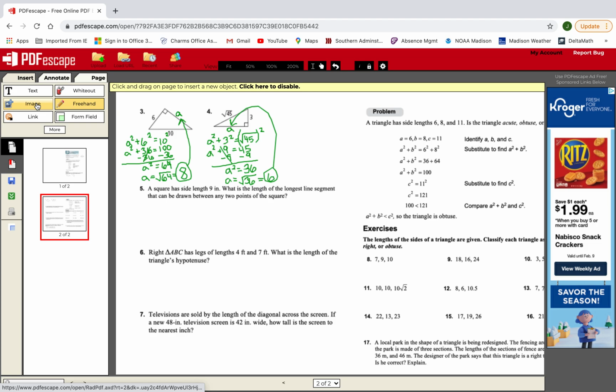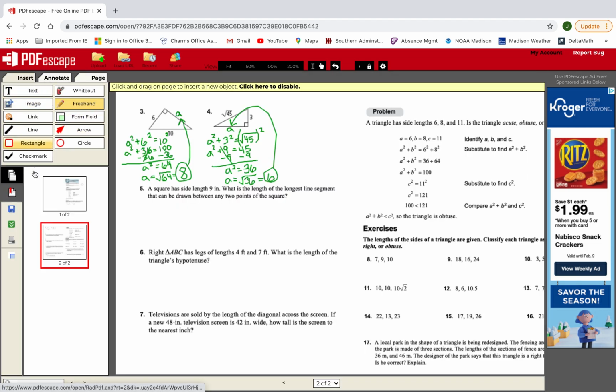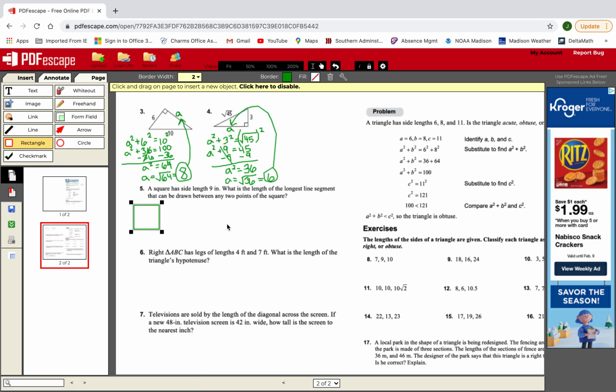Okay, so let's see. I don't want an image. I want a square. Rectangle? Okay, can I draw a rectangle here? Oh, look at that. I'll make it look as much like a square as I can. And I don't need it filled. No fill. Okay. All right. Oops, delete that. Can I delete that?